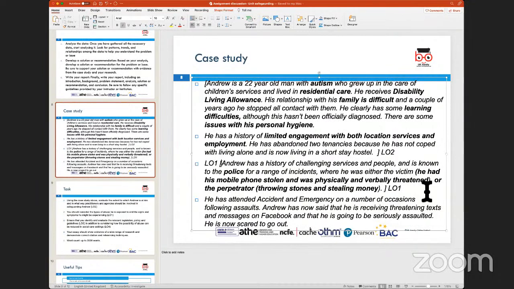Now, the last paragraph talks about how he has attended accident and emergency on a number of occasions following assault. So what is assault? What type of abuse is assault?